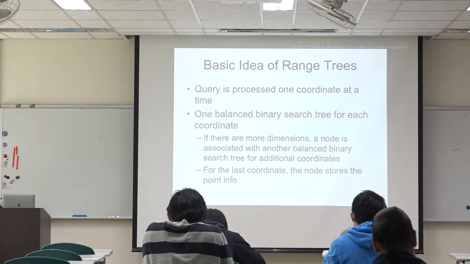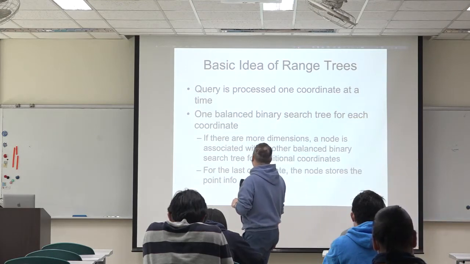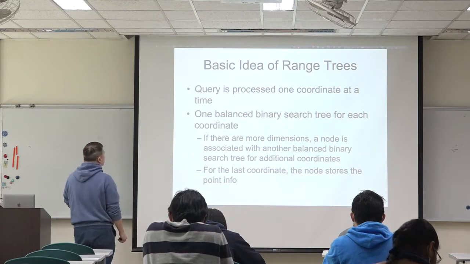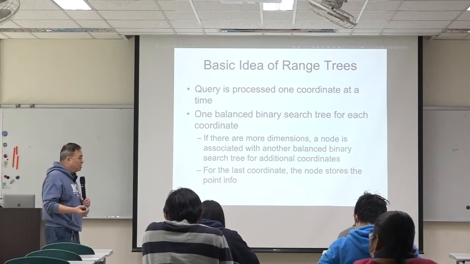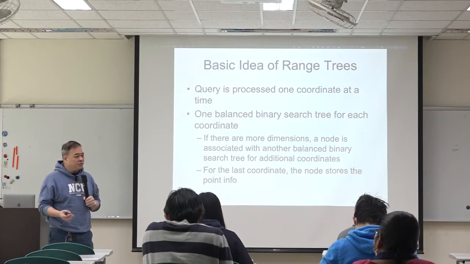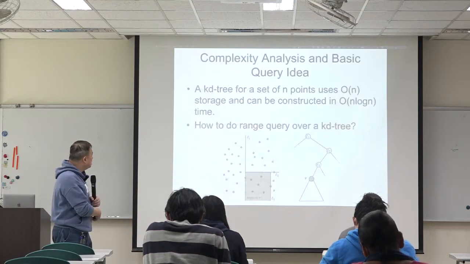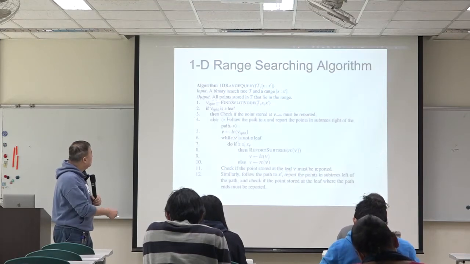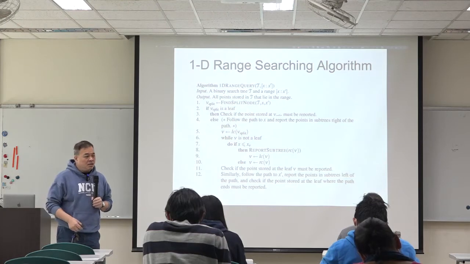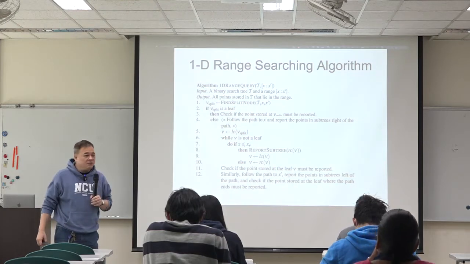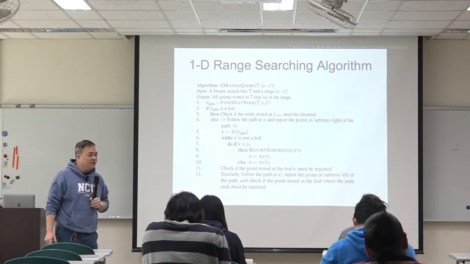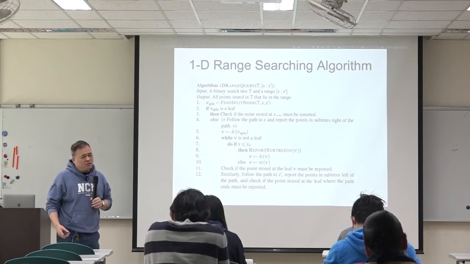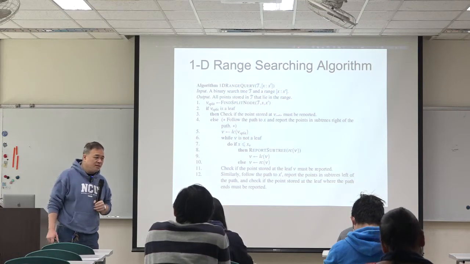Okay, so back to the last topic of today, which is the range tree. What is a range tree? Remember we talked about one-dimensional range queries at the very beginning. This 1D range searching algorithm is very nice, right? If we can generalize that to higher dimensions, wouldn't that be nice? But the issue is how? How do we do that?